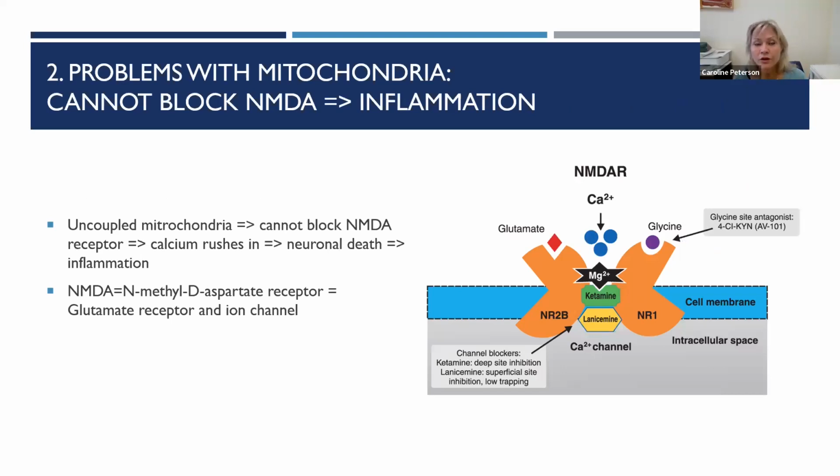So another problem with the mitochondria is that if it can't block the NMDA receptor, then inflammation is created. The uncoupled mitochondria can't block it. The coupled mitochondria can block it. And if the NMDA receptor is unblocked, then again, here's calcium. Calcium is highly inflammatory. And when the calcium rushes in, it's supposed to be counterposed by magnesium, but without the mitochondria there, it's not counterposed. And so then we get neuronal death, and that leads to inflammation.